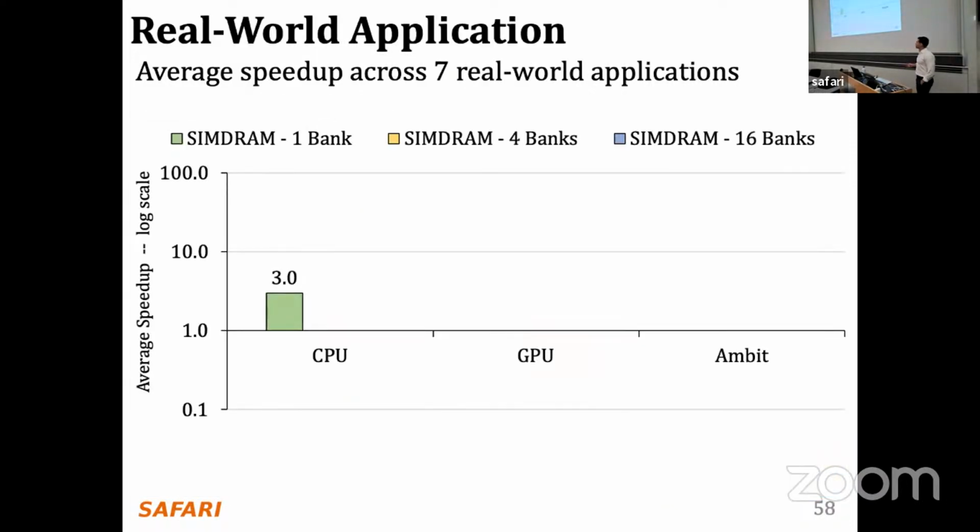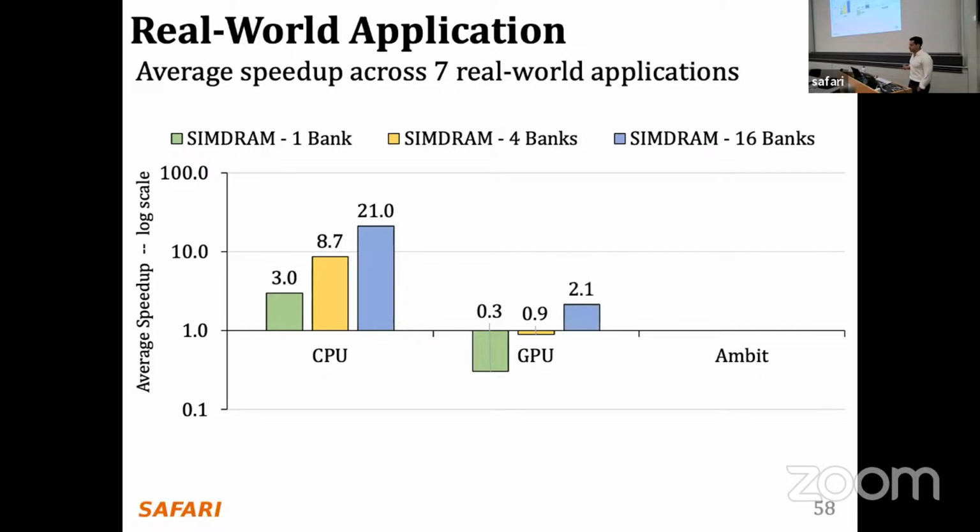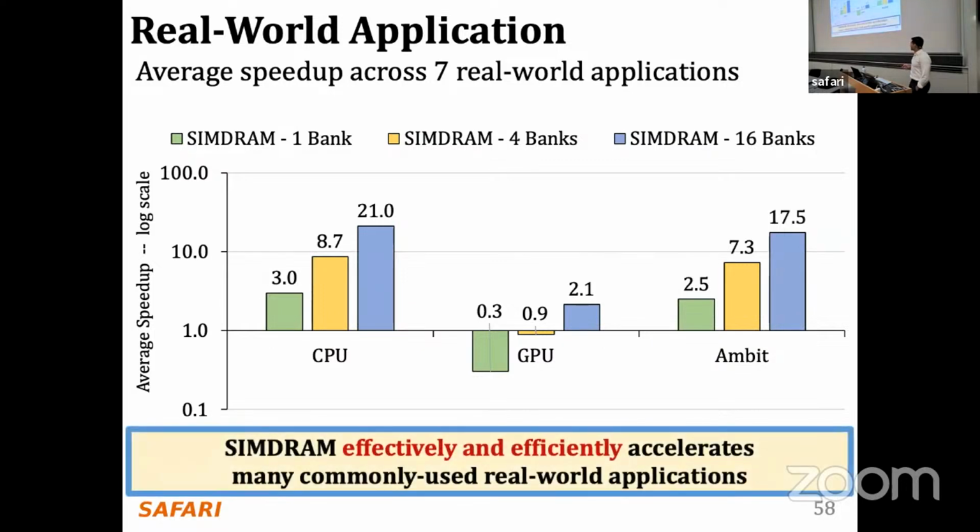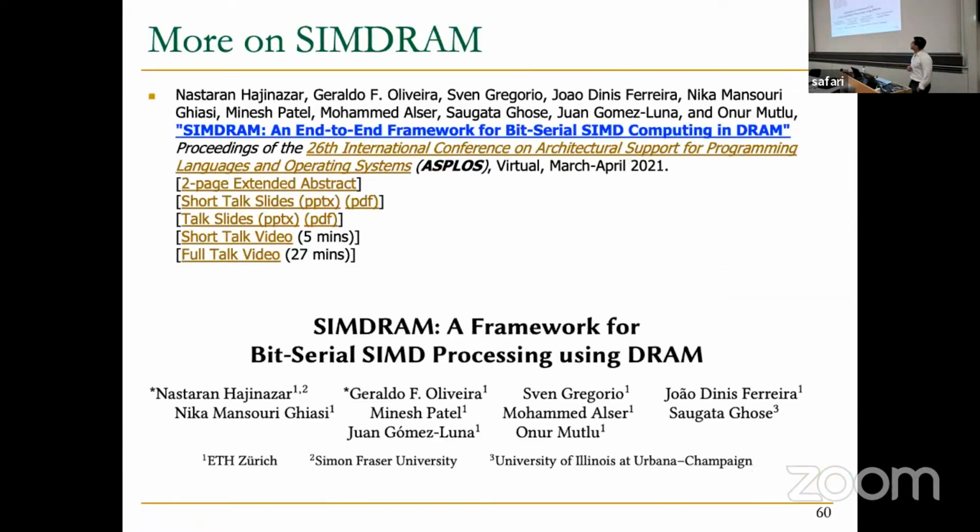And when you consider the end-to-end speedup for the 7 real-world applications, we see that SIMDRAM can outperform the CPU, can outperform the GPU depending on the number of DRAM banks that you enable for computation, and can outperform Ambit as well. So there are many more studies in the paper, which I guess, I don't know if it's a required reading, but maybe it is.